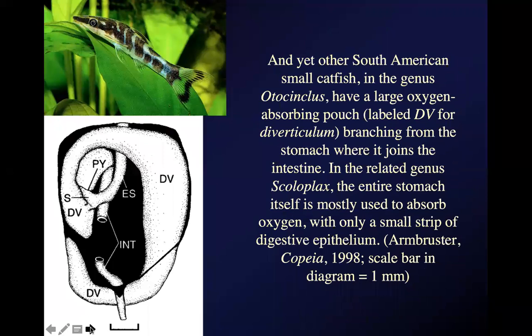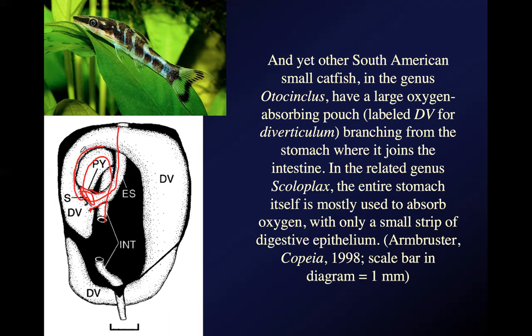Yet more South American small catfish, like little Otocinclus right here. There's the esophagus, so food comes in there. There's the stomach right there. Food passes through the pyloric valve into the intestine, which comes down right there. But the stomach has this huge pouch branching off called the diverticulum. And that's for absorbing oxygen from swallowed air. So there's a little stomach here that actually digests food, and a huge diverticulum pouch off the stomach that's used to absorb swallowed air.